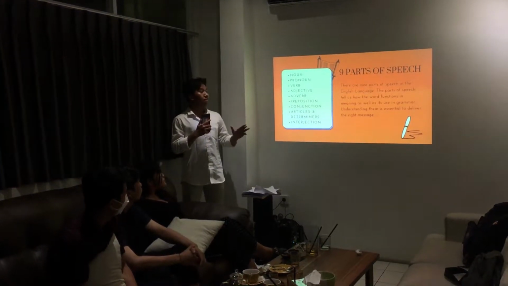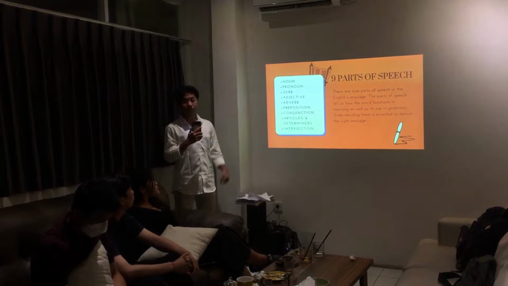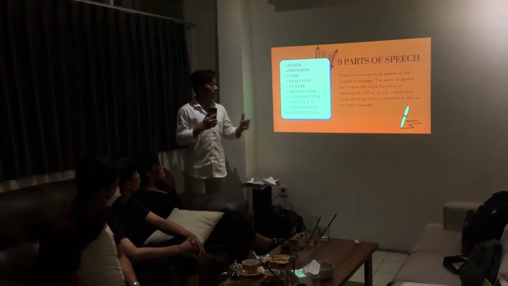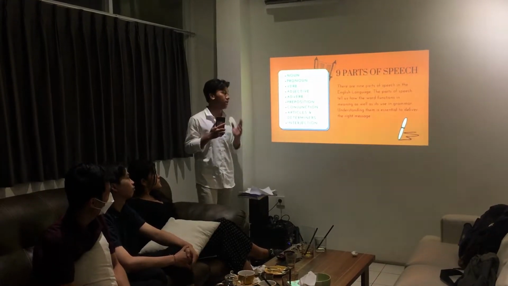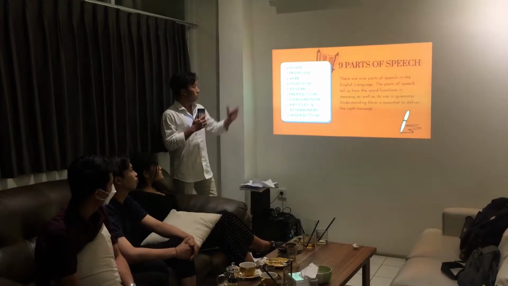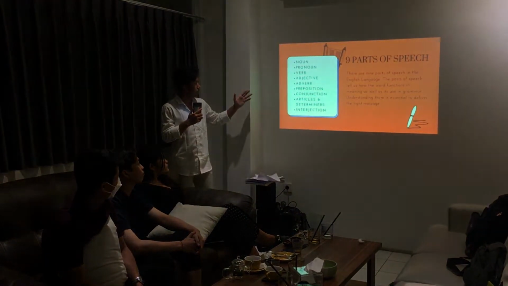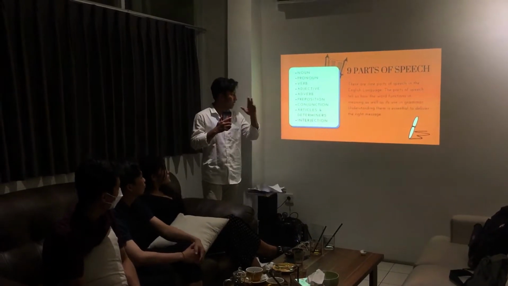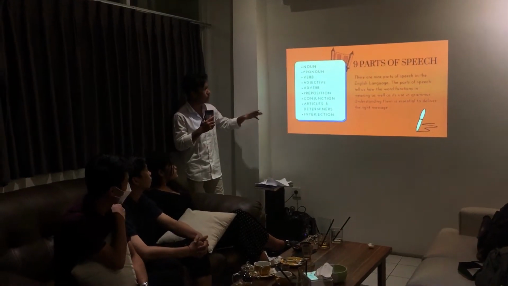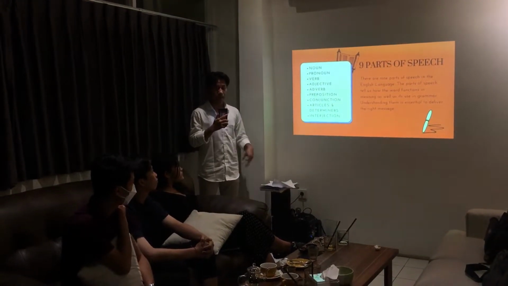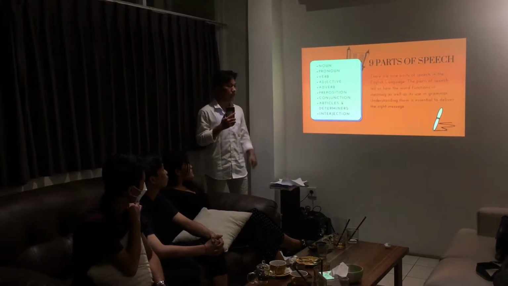Right, there are 9 parts of speech in the English language. The parts of speech tell us how the word functions in meaning as well as its use in grammar. Understanding them is very essential to deliver the right message. Now, we have noun, pronoun, verb, adjective, adverb, preposition, conjunction, articles, determiners. Also, the last one is interjection. Some of these have similar names, but the meanings are different. Next slide, please.